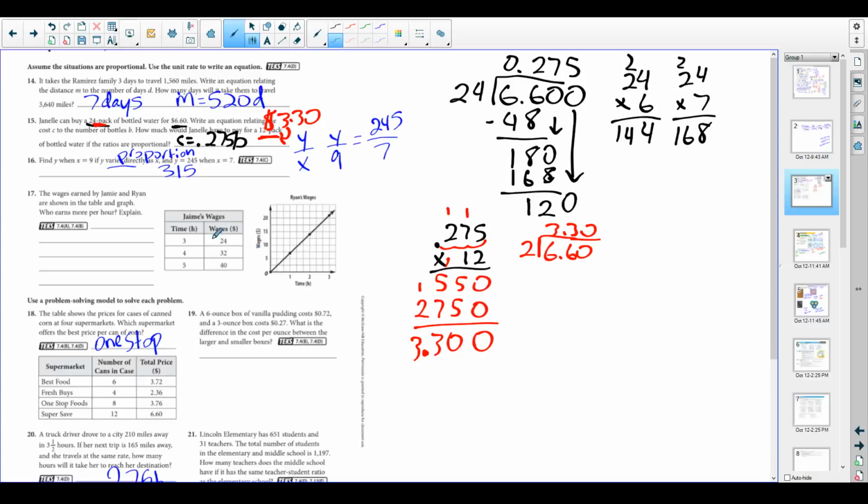Okay, let's explain it. So Jamie, if we look at the chart, we can find rate of change. This is going up +8, +8, and his hours are going up by 1. So we can say Jamie makes $8. Whoops.